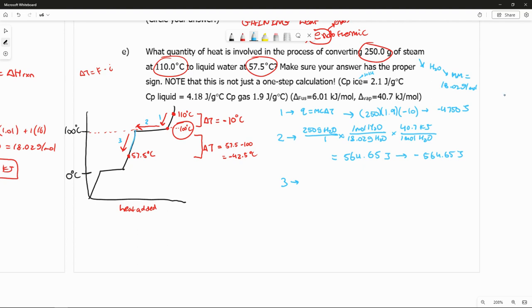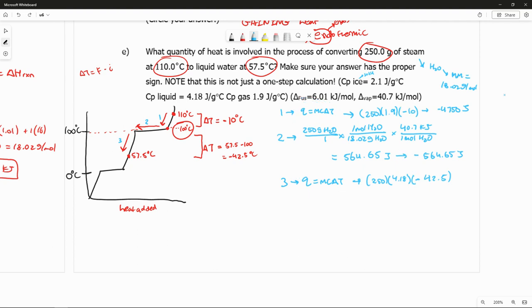Finally, the third line, we have a slope, so we can use Q equals mc delta T. And as you probably know the drill by now, the mass is 250. The C value this time, we've gone from a gas to a liquid. So now we're in the liquid phase because this whole thing right here is liquid. We have to use our liquid value of C, which is 4.18, multiplied by our delta T value, which we found here for this specific part that we're looking at as 42.5 degrees Celsius.